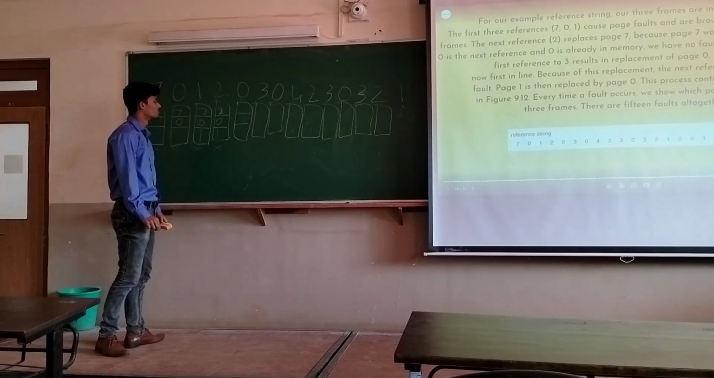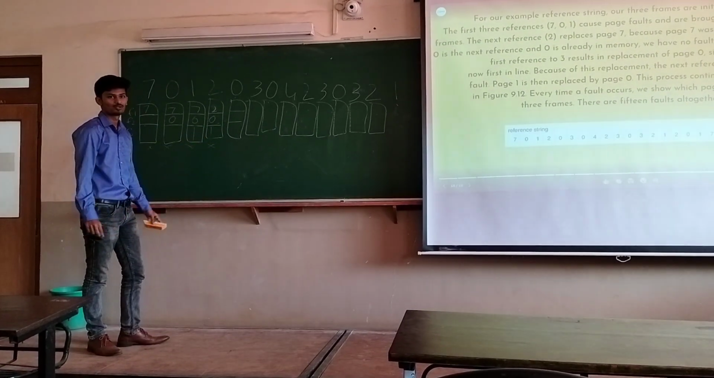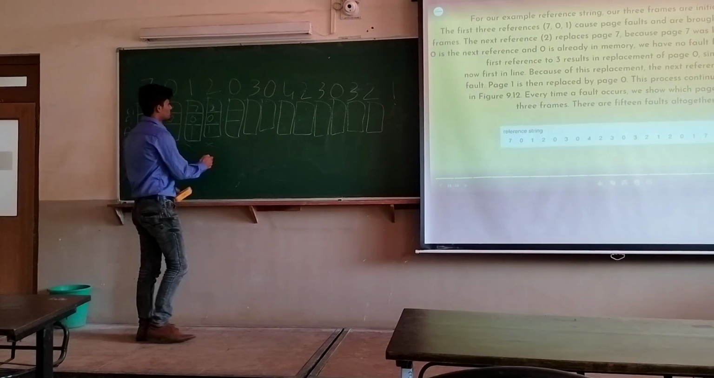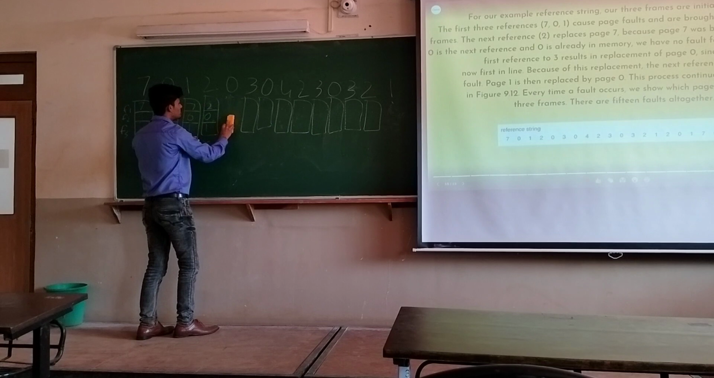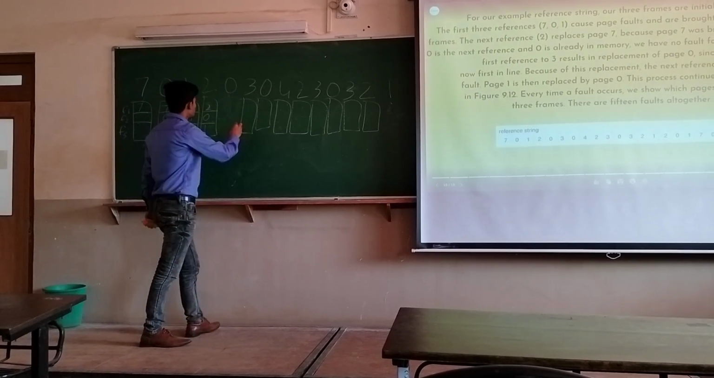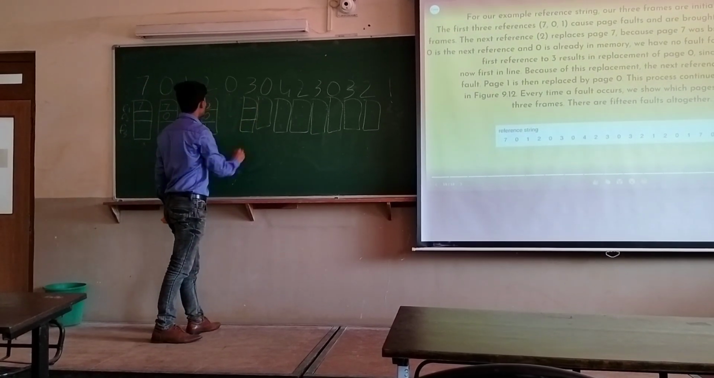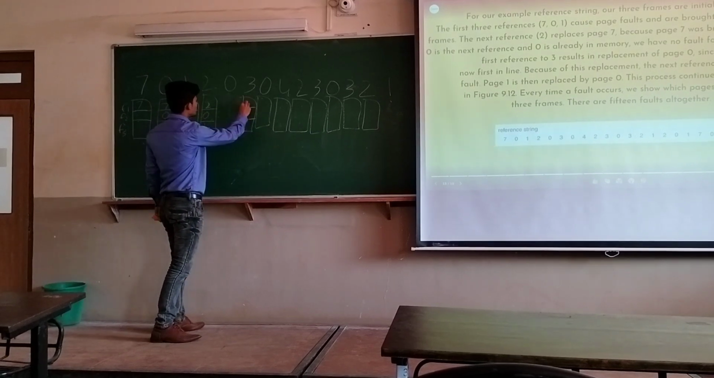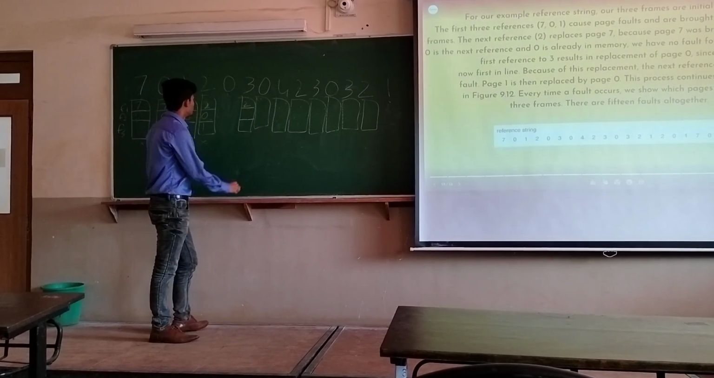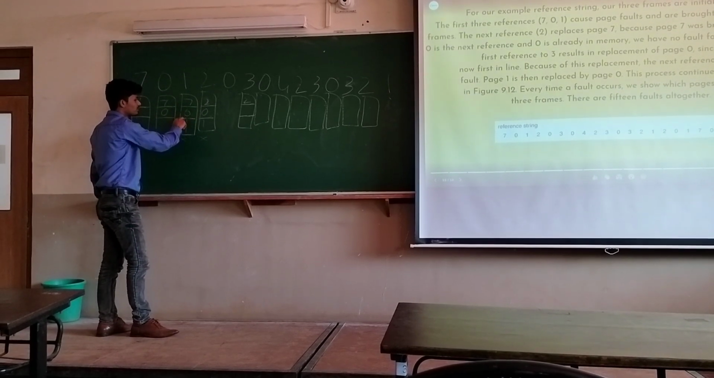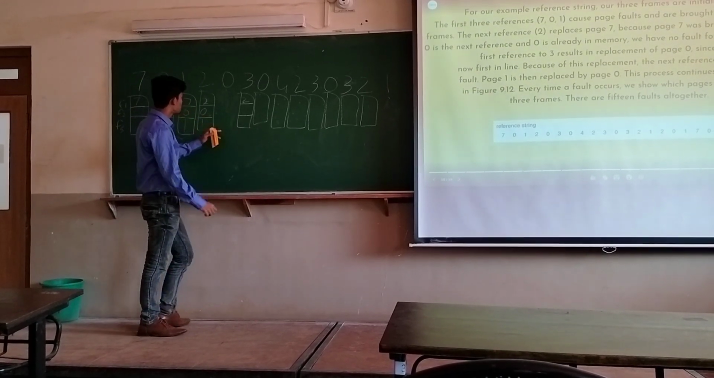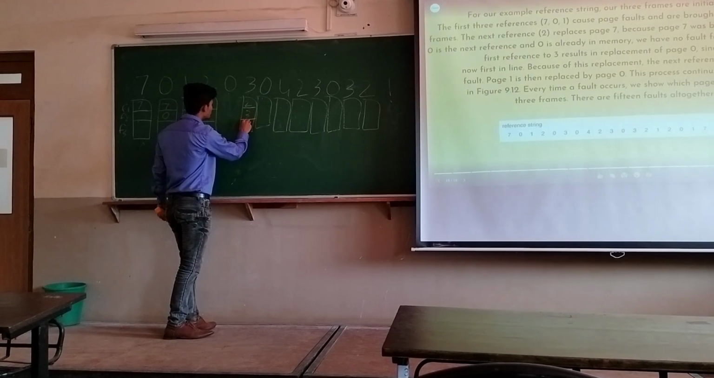Next is 0. 0 is already present, so it's a page hit. We will not write the page hit once, it will just indicate our page hit. Next is 3. What will we replace here? Yes, we will replace 0, because after 7, 0 was present. So according to first in first out, we will replace 0 and place 3.